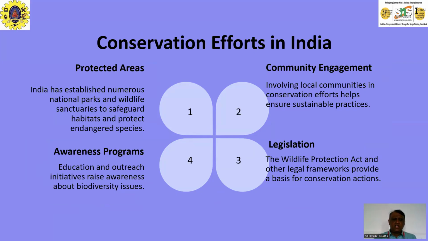Community engagement and awareness programs are the crucial ones. Even if we create protected areas and legislation, without community engagement and awareness programs, we can't prevent the loss of wildlife. So education, outreach initiatives about biodiversity issues, and community involvement to conserve the forest and sustainable practices are crucial in conservation efforts in India.